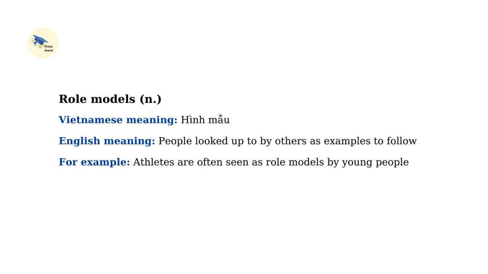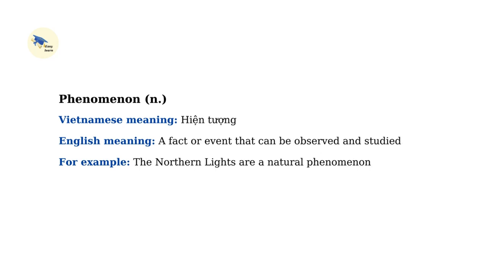Role models. Hình mẫu. People looked up to by others as examples to follow. For example, athletes are often seen as role models by young people. Phenomenon. Hiện tượng. A fact or event that can be observed and studied. For example, the northern lights are a natural phenomenon.